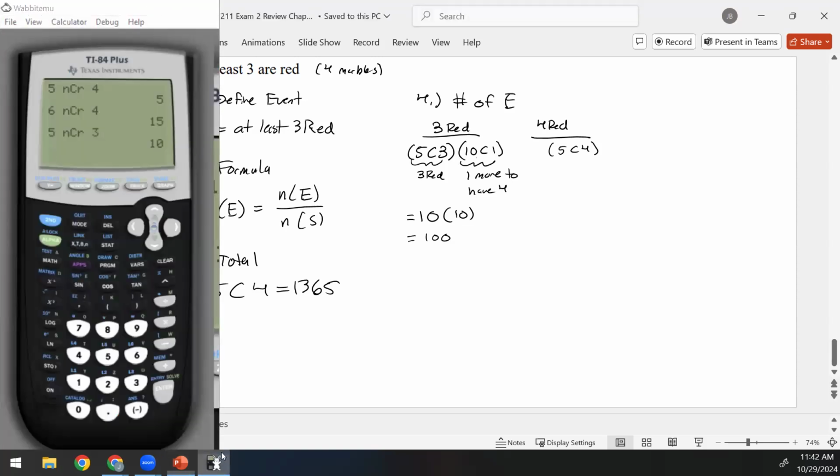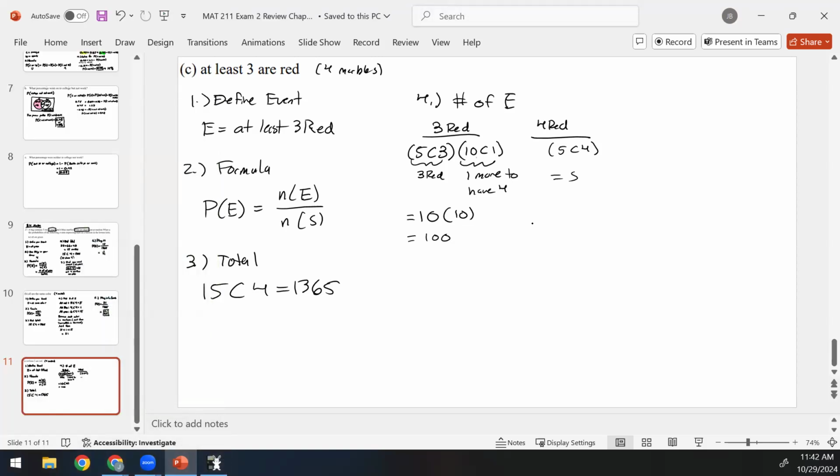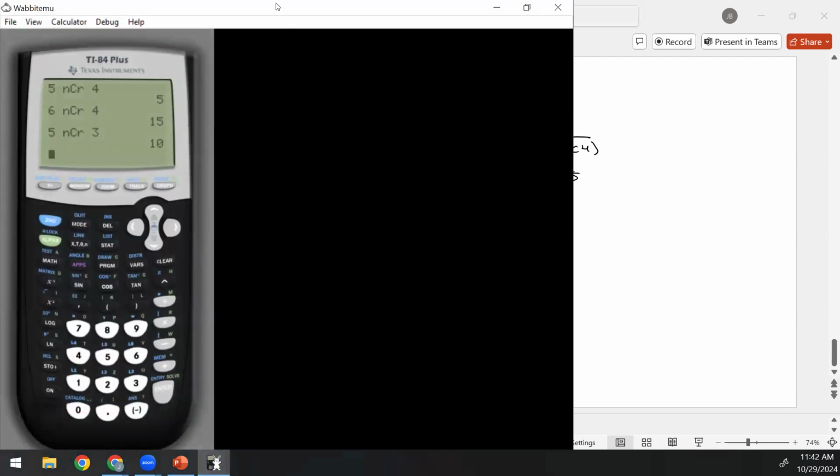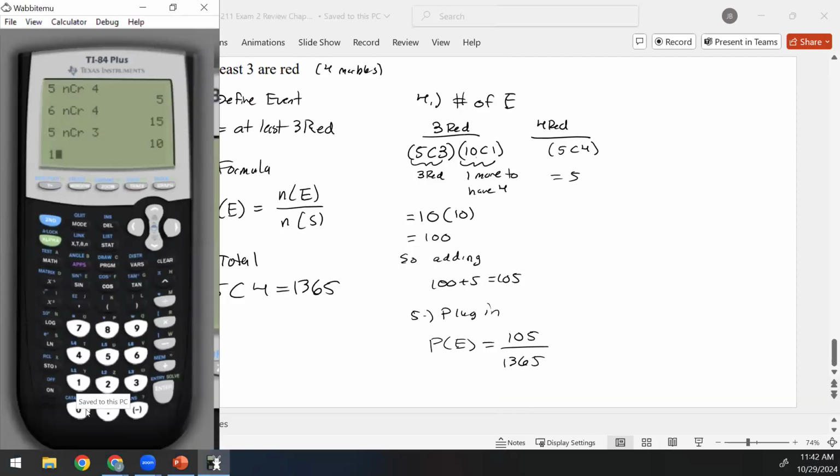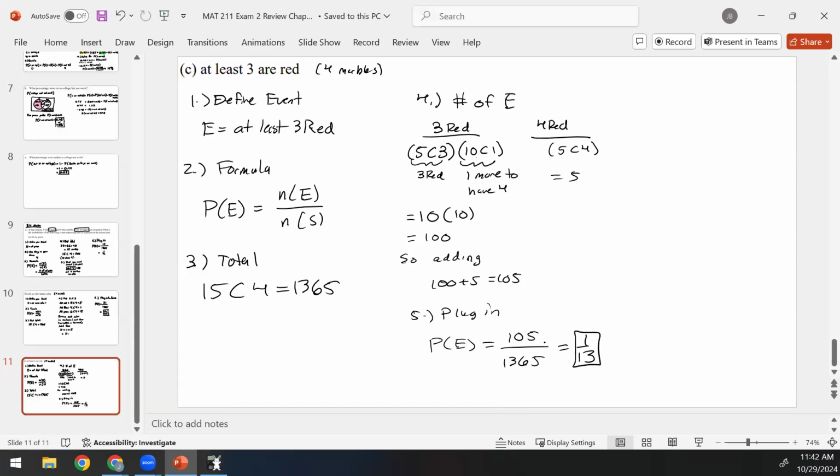I think we did that one earlier. It's 5. So then we just add them together. 100 plus 5 is 105. And then step 5 is to plug in. So the probability of E is 105 over 1365. And if I plug that into my calculator, 105 divided by 1365, math, frac, 1 over 13.